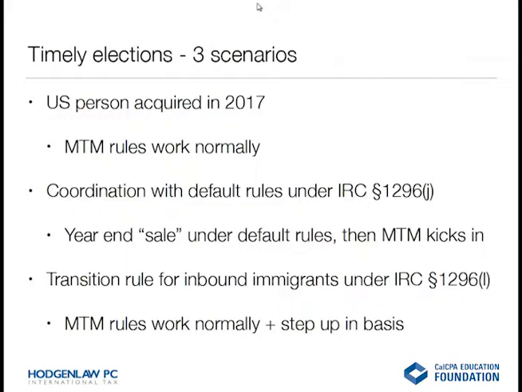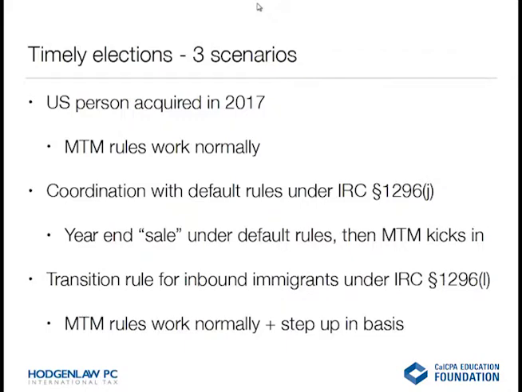Another way to do it is under this rule in section 1296(j), this is a coordination with the default rules, and this is for people who realize a little bit too late that they need to make the mark-to-market election or that they want to make the mark-to-market election. So this one would apply to, let's say you have someone who acquired the PFIC in 2015, and right now it's time to file their 2017 return. They never reported the PFIC, they didn't know what they needed to do, and now they just learned about it.